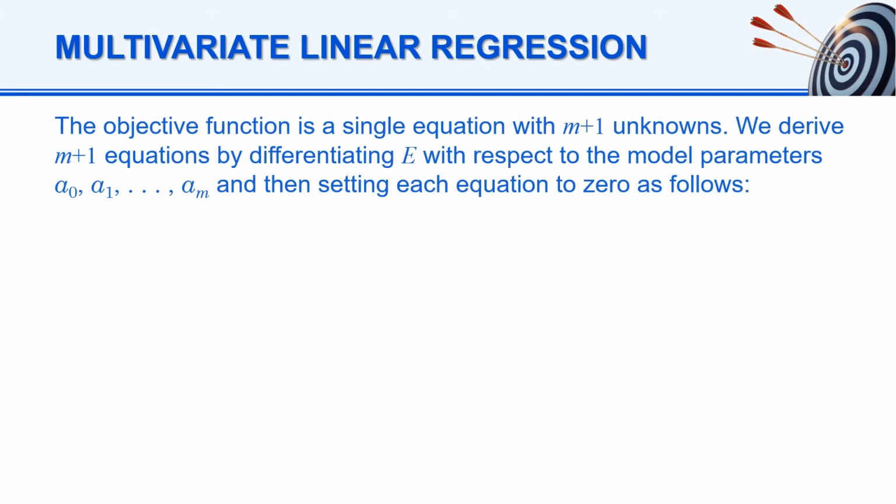The objective function is a single equation with m plus 1 unknowns. We derive m plus 1 equations by differentiating it with respect to the model parameters a0 through am and then setting each equation to 0 as follows.